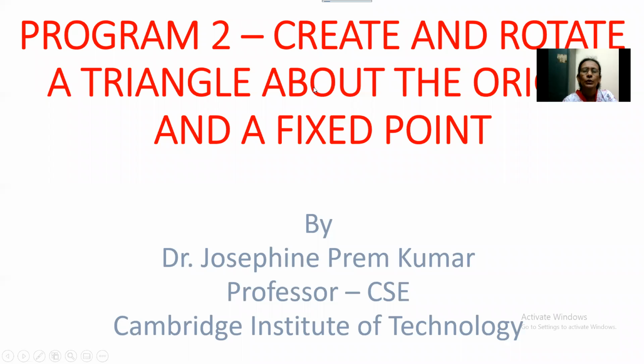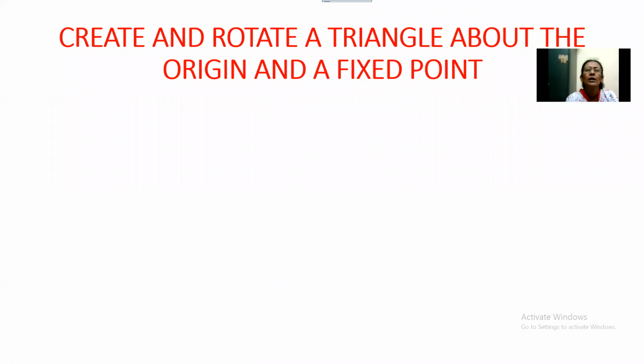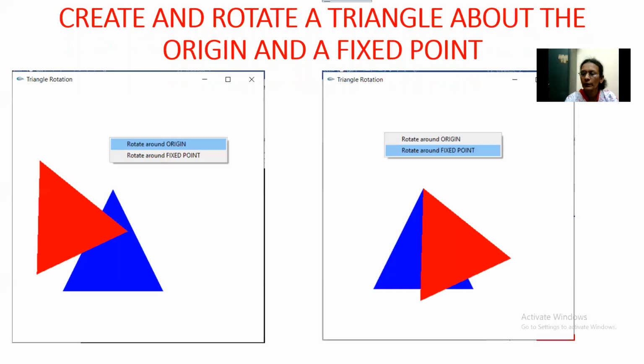Good day. So today we will see how to execute program number 2 in the computer graphics and visualization lab, as per the VTU syllabus. The statement of the program is to create and rotate a triangle about the origin and a fixed point.